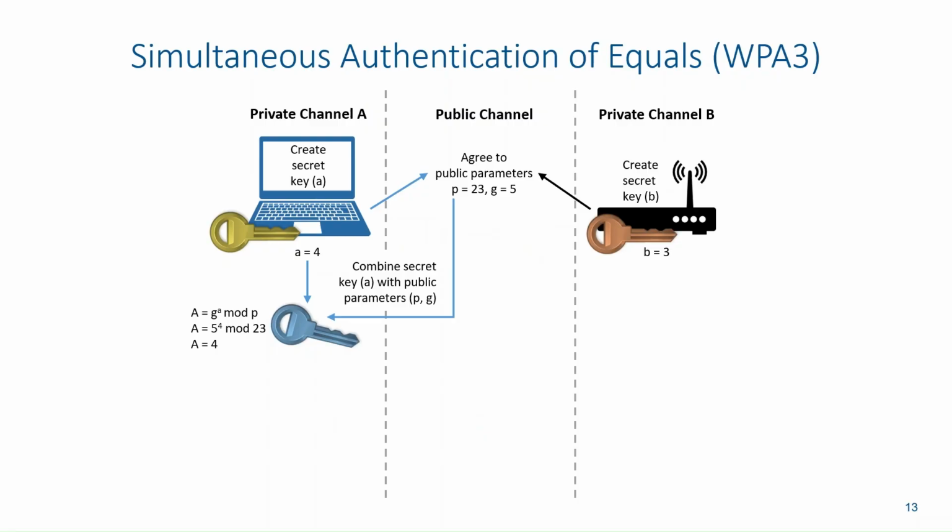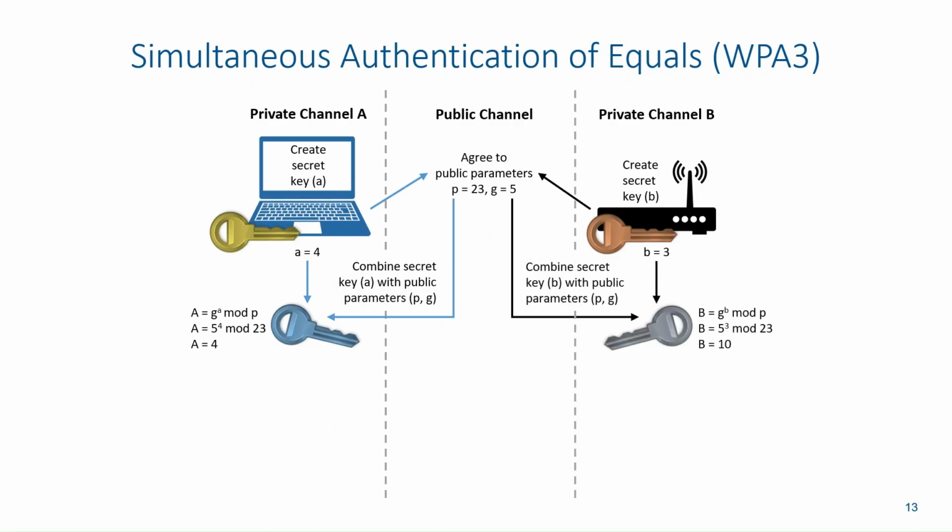And then they're going to make up a new A, which is a capital A here, which is going to be equal to G raised to the A mod P. So 5 raised to the 4 mod 23, which equals 4. B is going to do the same thing, combine their secret key B with the public parameters. And they're going to do G raised to the B mod P, so 5 raised to 3 mod 23 is going to give them 10.